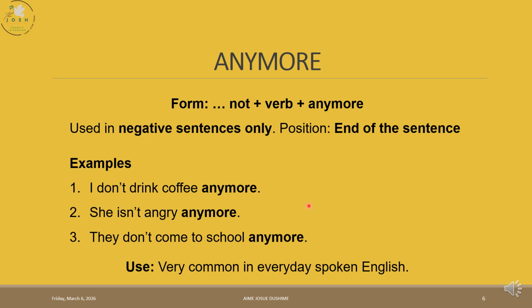Simply, it is also used in negative sentences, just like any longer. Except no longer, which is used in a positive, any longer is used in a negative, and anymore is also used in a negative. That's the only simple difference.